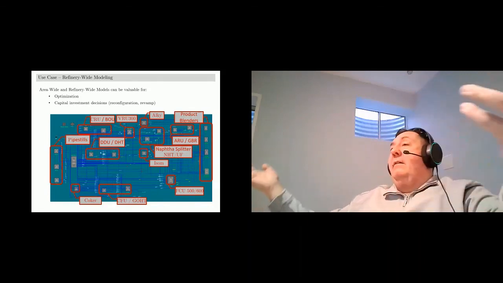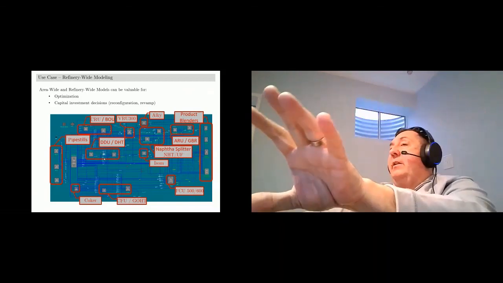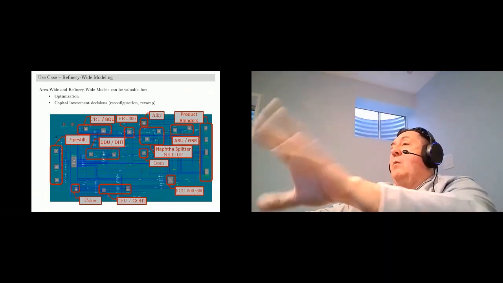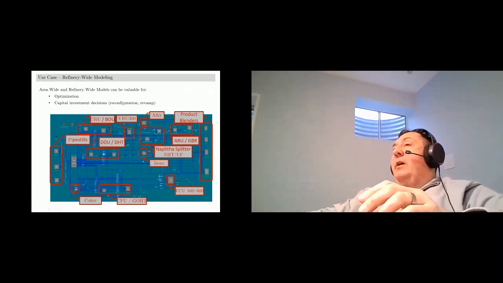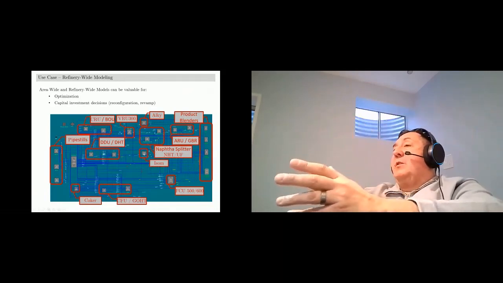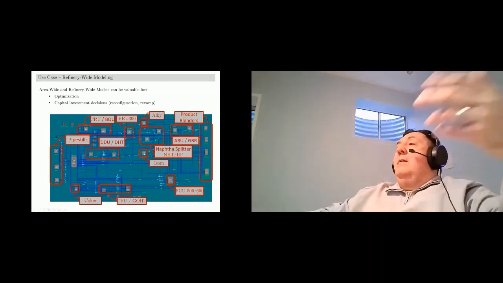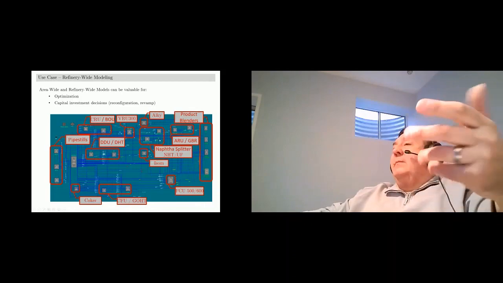So you say, well, if I had $200 million to spend to improve the profitability of this refinery, where would I invest that money? Would I build another coker? Would I build a bigger ISOM unit? What would I do? And you can use the simulation to answer those types of questions to see where would be the biggest impact on making something bigger or adding some new piece of equipment.